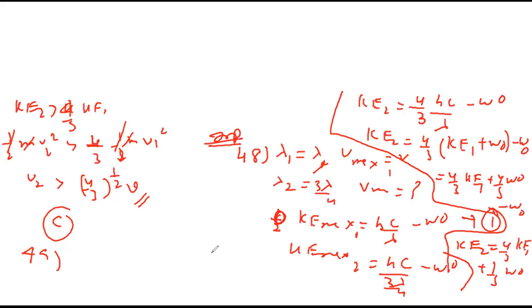Is it completed? Completed till 48? Yes, sir. Photoelectric cell converts light energy into electrical energy. See, unfortunately, there are two options. You can mark any one. B and D both are correct as per this.